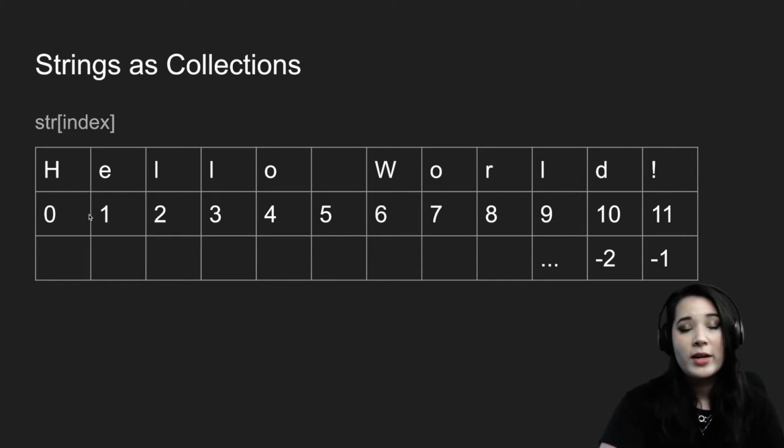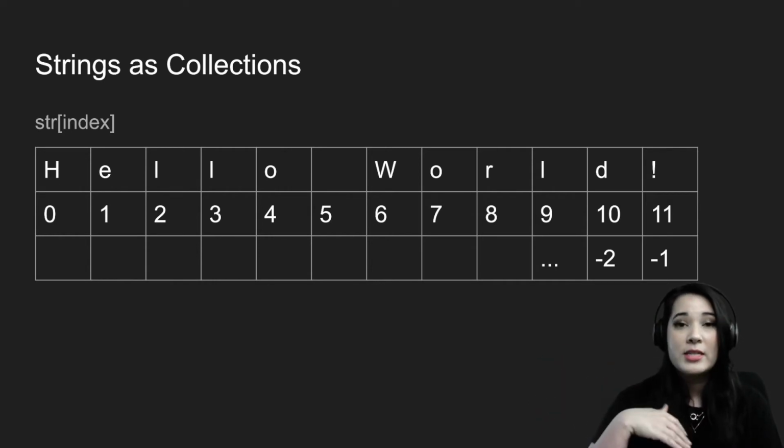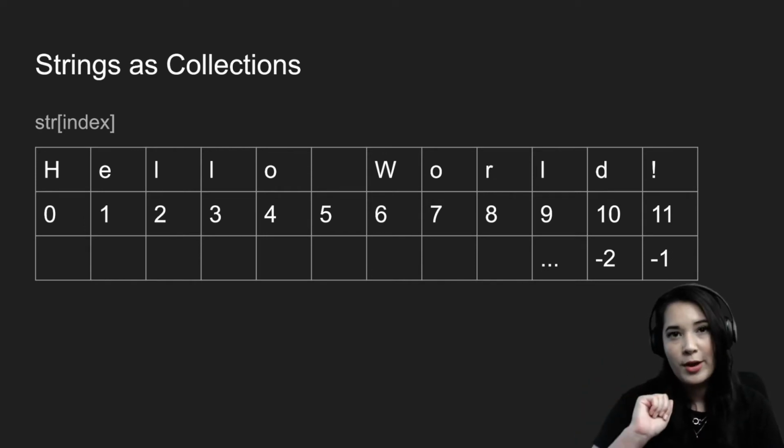For instance, if we wanted to grab the capital W in hello world, we could say the name of the string, bracket 6. While less common, we can actually also grab characters based on where they're located compared to the end of the string. For instance, if we wanted the last character in a string, we could say the name of the string and -1. In this case, with hello world exclamation point, that would grab us the exclamation point. Let's head to Atom to try this out.